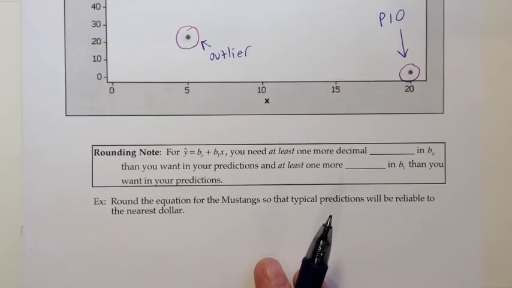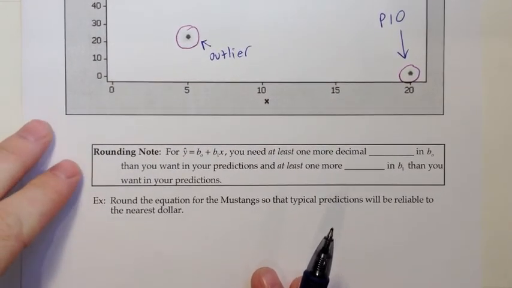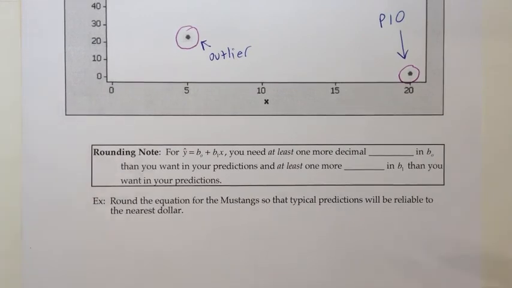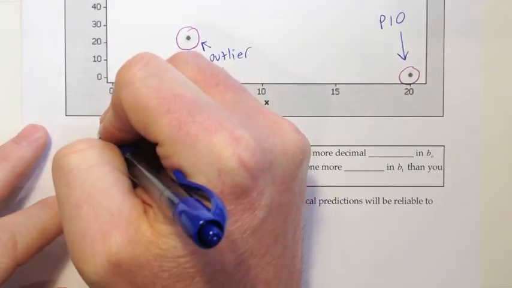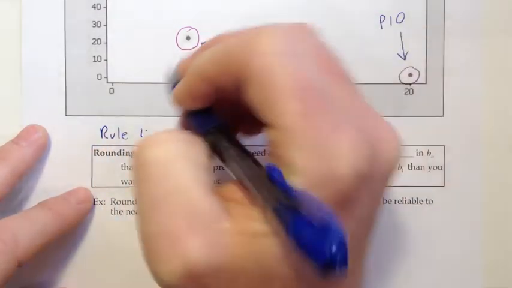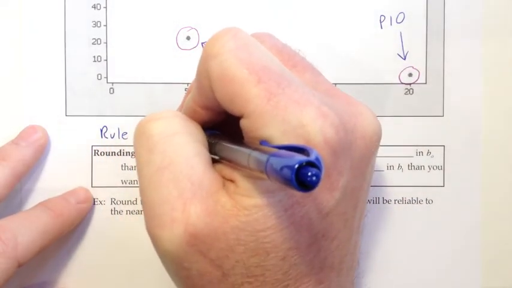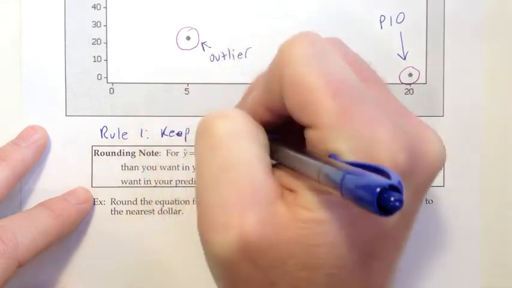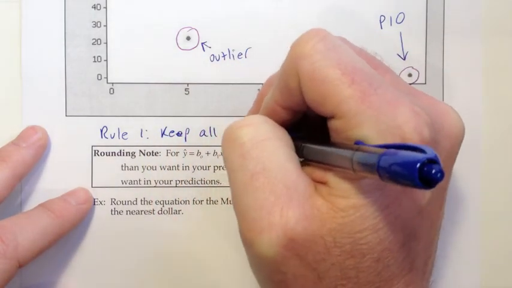Alright, finally, I'm going to go ahead and give you the rounding note. When we rounded our equation for the Mustangs, I just put all the decimals in digits, and you could always do that. A lot of times I call that rounding rule 1, so I'll go ahead and even put that here. So rule 1 would be keep all decimals in digits.